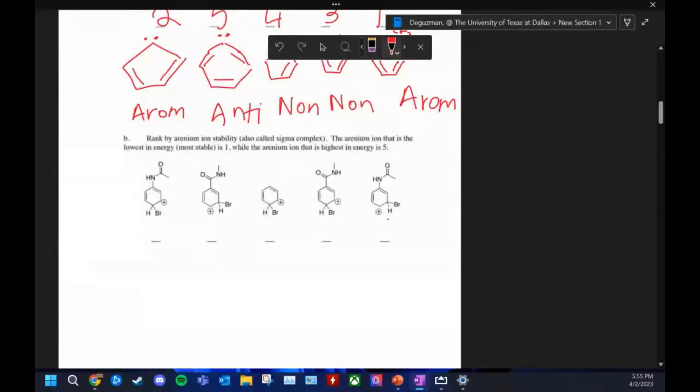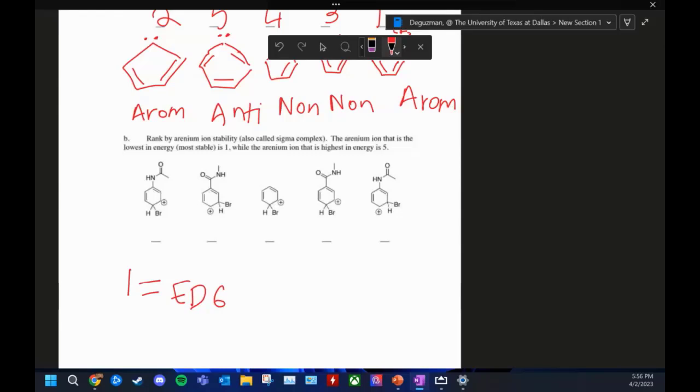Okay, and we have one more ranking question. Let's look at this. So we're going to be ranking by arenium ion stability, which is also our sigma complex. So the arenium ion is lowest in energy for 1, and we're looking for something that's super unstable for 5. So when we're saying more stable arenium ion, what are we looking for again? Electron donating or electron withdrawing? Electron donating, perfect. So this is where you're going to realize that most of these questions are testing the same knowledge. It's like electron donating, more stable sigma complex; electron withdrawing, less stable. And then they have some specific characteristics to them, right?